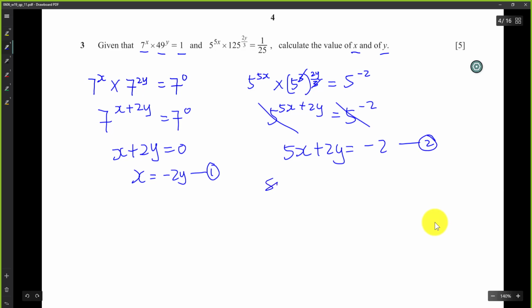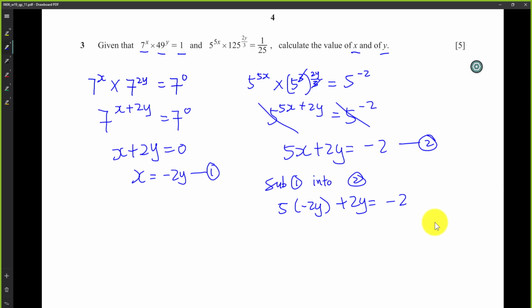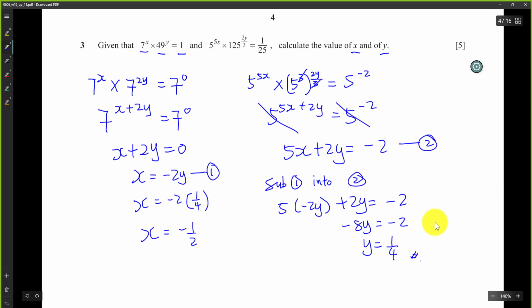So I'm going to sub my first equation into my second equation. So which is negative 2y plus 2y equals to negative 2. So this is negative 10y plus 2y is negative 8y equals to negative 2. Y equals to negative 2 over negative 8, which is 1 over 4. Then my x is negative 2 and 1 over 4. So x will be negative 1 over 2.